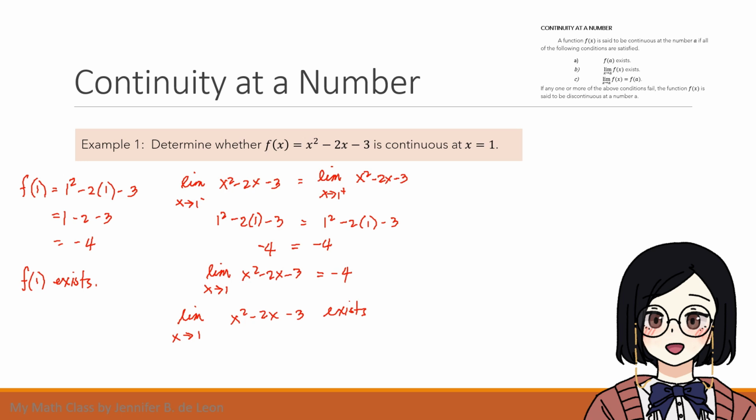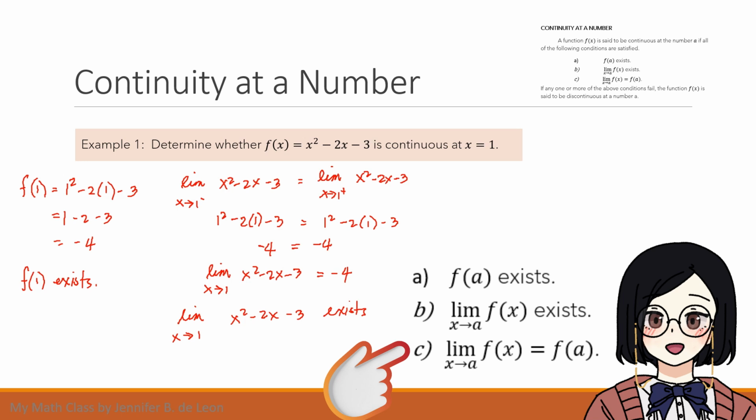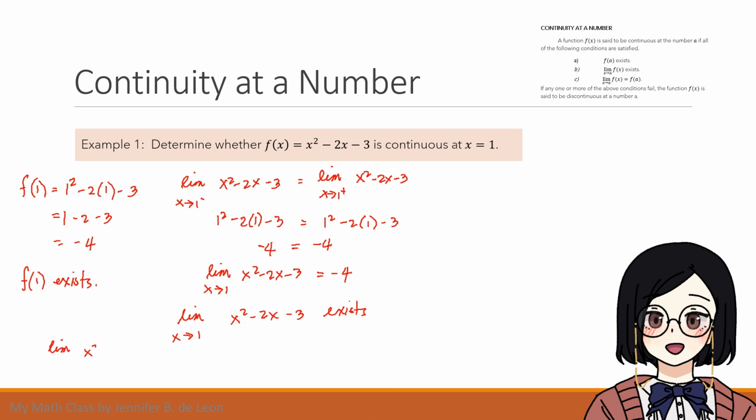Now, what about the third condition? We have to show that the limit of x squared minus 2x minus 3 as x approaches 1 is equal to f of 1. From our solution, we can see that the limit of x squared minus 2x minus 3 as x approaches 1 is equal to negative 4, and that f of 1 is also negative 4. This shows that the function satisfies the third condition. Since the function satisfies all three conditions, we can confidently say that the function is continuous at x equals 1.